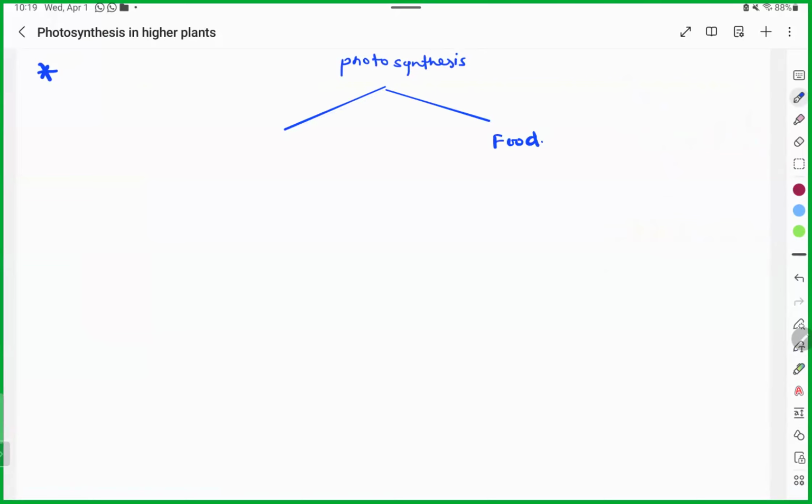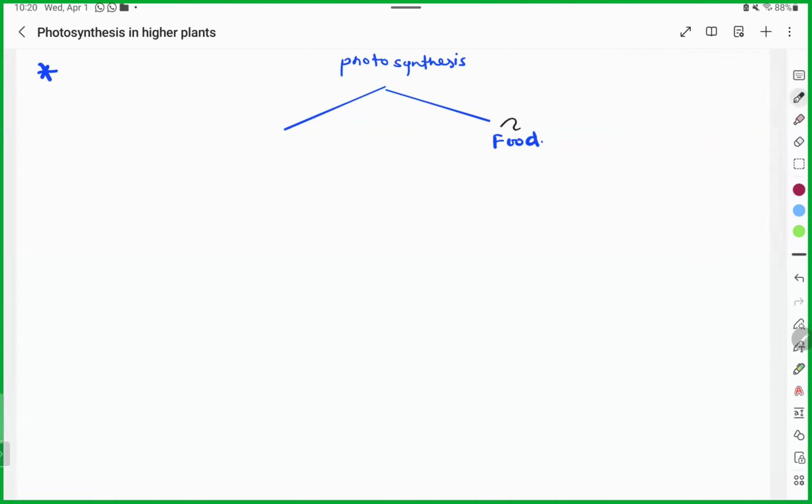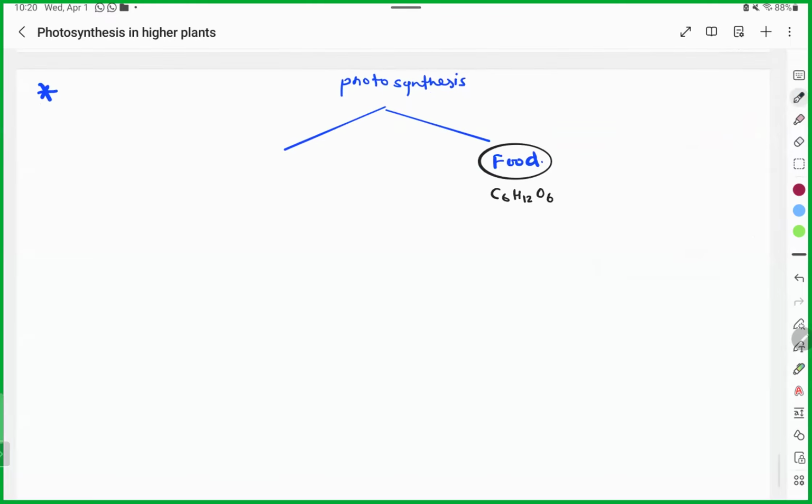Yeah, better you note down everything because I will explain in the shortest format. So in photosynthesis, we have to make food. Food means glucose, C6H12O6. Correct? Note it down, because I will explain in the shortest format.